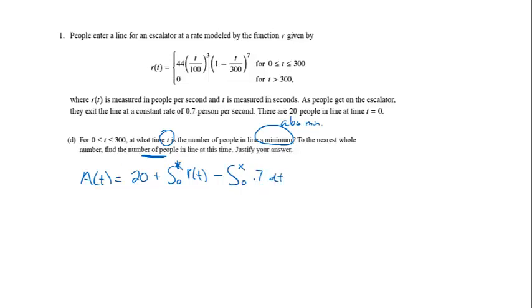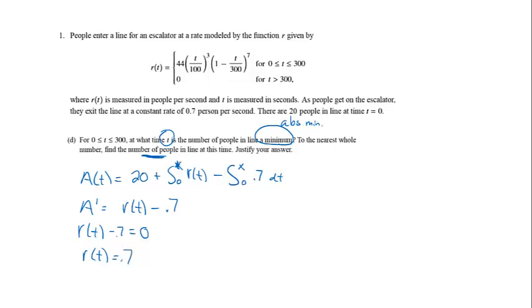So if I am looking for critical numbers, I need to find the derivative of this. So my derivative is going to be: the derivative of 20 is 0. The derivative of an integral is just r of t, and then minus the derivative of an integral, again, is just the 0.7, okay? So I would like to find where do I have a critical number? So I'm going to have r of t minus 0.7 is equal to 0, which means I want to know when does r of t equal 0.7.